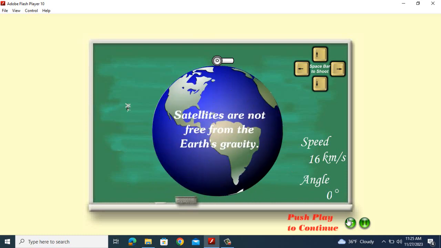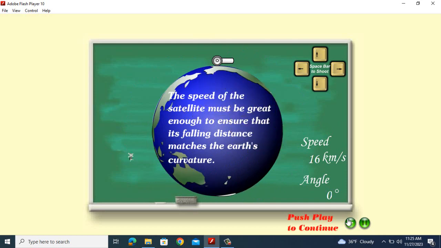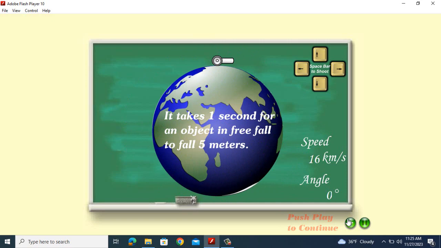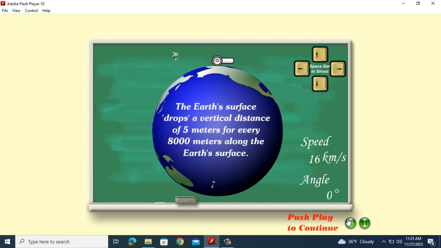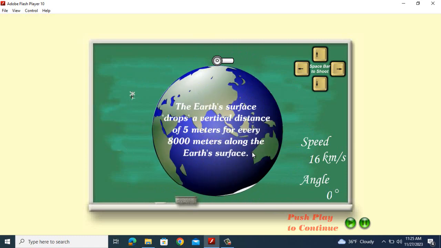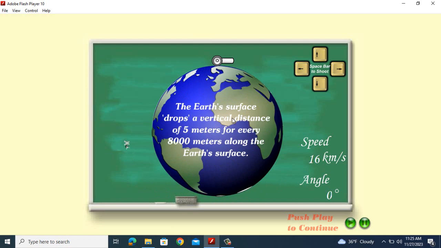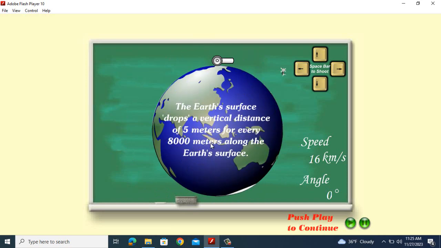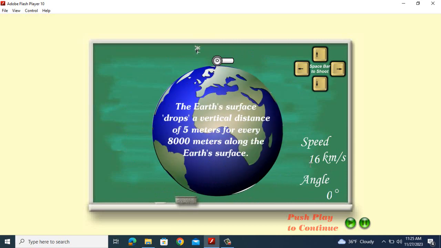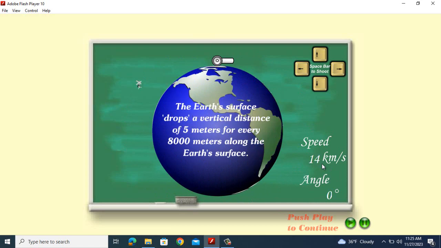And it says satellites are not free from the Earth's gravity. And then it tells you a little bit more. And then you have an equation. You have some numbers. 1 second for every 5 meters. 5 meters per second. So that's 5 meters for every 8,000 meters along the Earth's surface. Right, so the Earth's surface drops a vertical distance of 5 meters for every 8,000 meters. So we want to go 8,000 meters, 8 kilometers. So 8 kilometers per second. So that's giving them a hint.